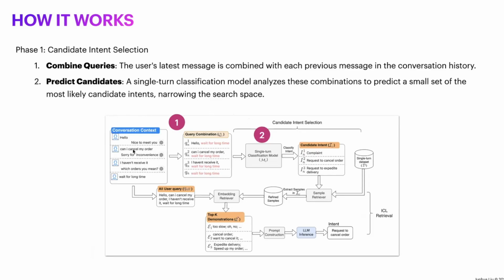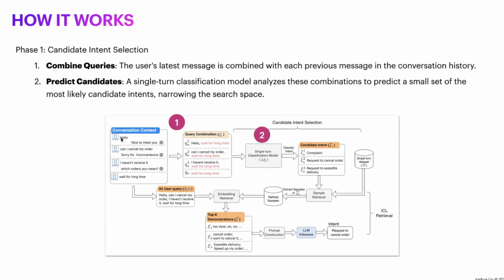First, there's phase one. Phase one is to perform candidate intent selection. That means there are multiple intent options that we can choose from, and we will retrieve all the possible candidates using a very small classification model.